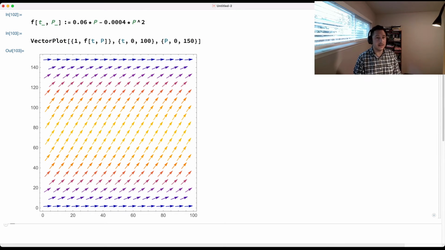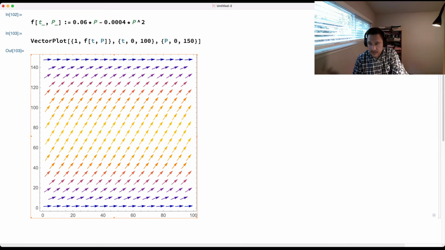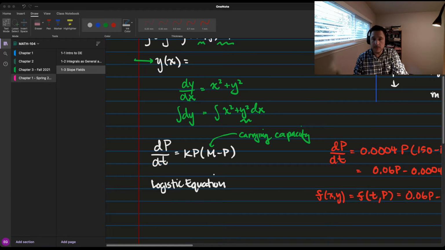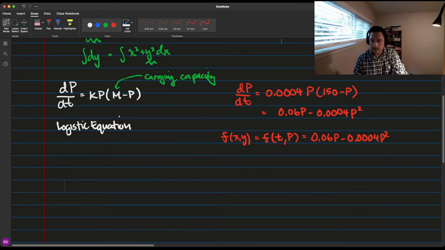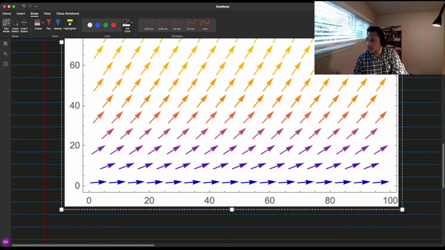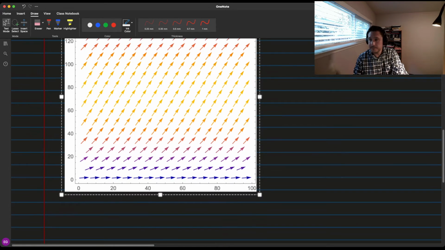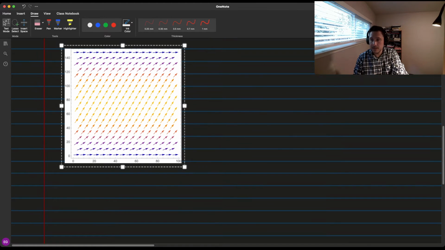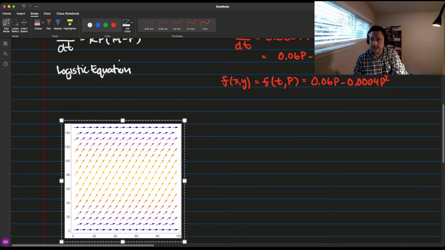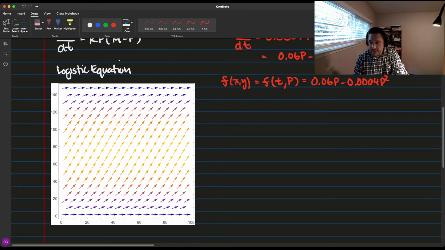Okay, so here is this graph. I'm going to copy the graph, and we're going to go look at it in OneNote. So I'm changing back to OneNote. There we go. Let me paste this. Let's make it smaller. This gives you an idea of the evolution of the system.